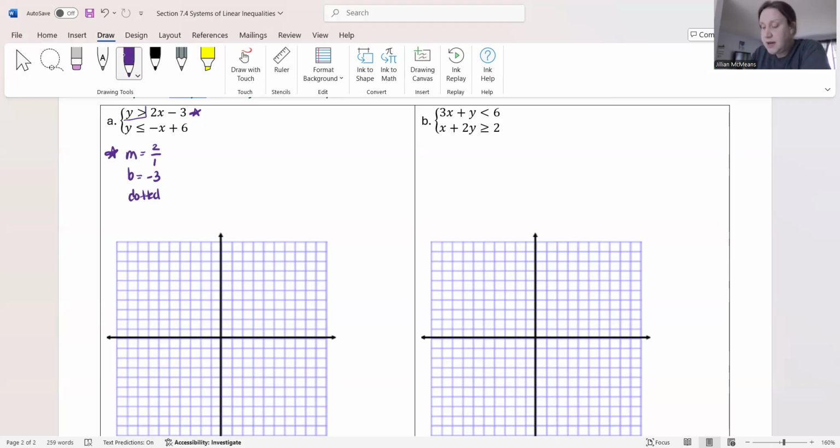Whatever this reads right here, take it literally. If this says y is greater than, think we're going to be shading above that line, okay? But I'll put a little star here and say we're going to shade above. We can still test a point.